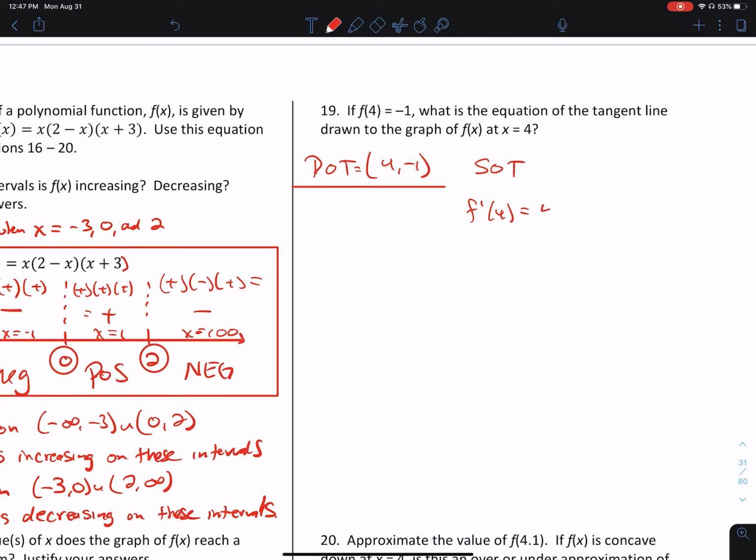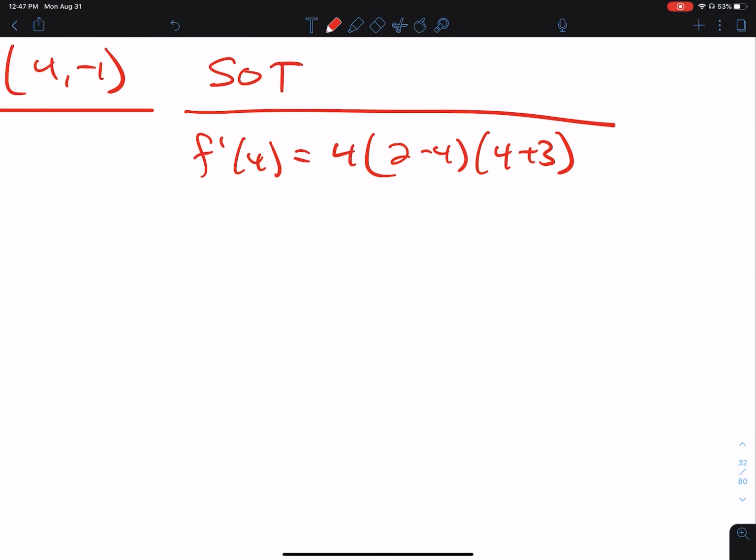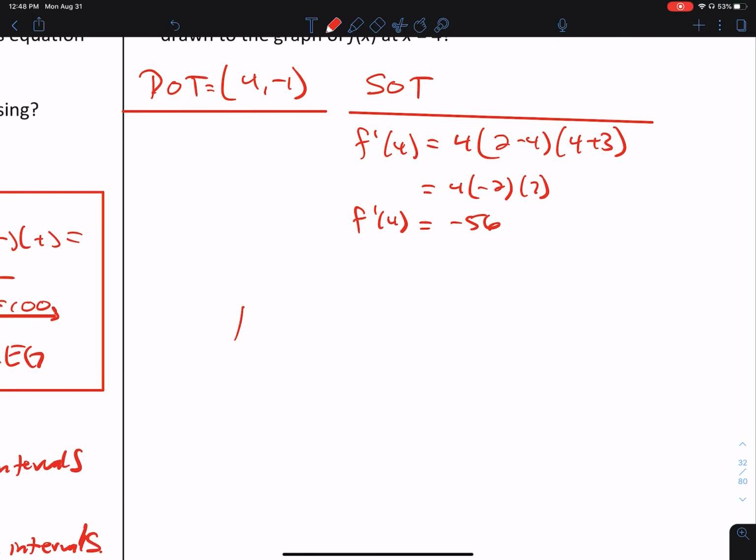If we plug 4 into it, just taking this derivative right here and we're putting 4 into it, we're going to get 4 times -2 times 7. 4 times -2 is -8. -8 times 7 is -56. So our tangent line is going to be y plus 1 equals -56 times the difference of x and 4.